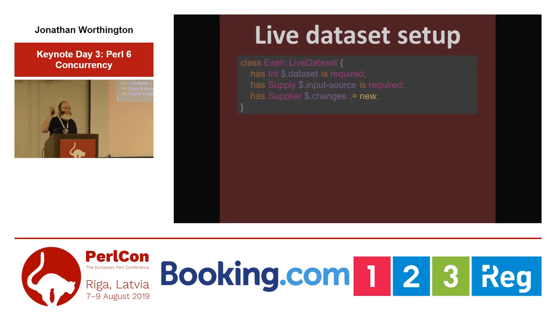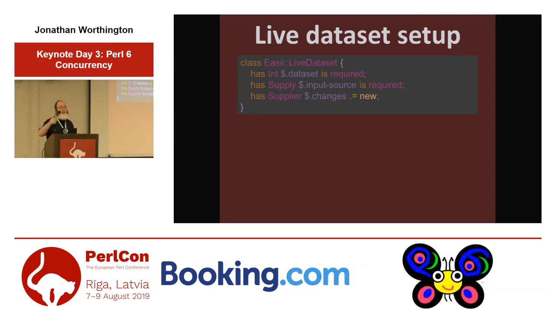So let me show you a little bit of the code from this. The live dataset is pretty involved, there's all kinds of things going on in there, but fundamentally, this is what's going on. We have the dataset, and we have a supply, which is the source of input events that we need to process, that is, change notifications from the input store. And then we have a supply of changes, which is the events where the live dataset said this value changed.